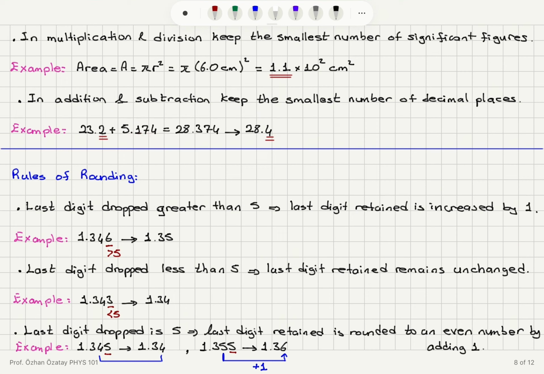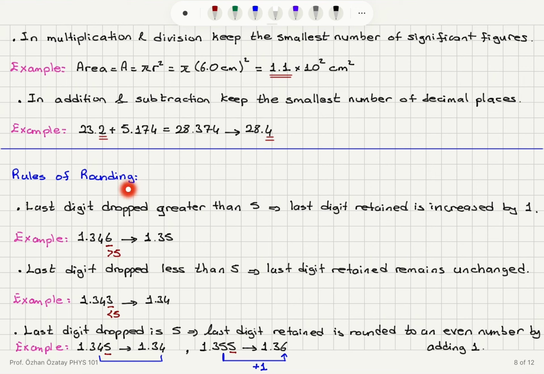If we add these numbers, it's going to be 28.374. But since we are required to keep three significant figures, this will be rounded to 28.4. This is basically telling us that our uncertainty will reside in this digit after the decimal point. As you can see, when we do these operations, we have to round the numbers in order to get the correct number of significant figures.